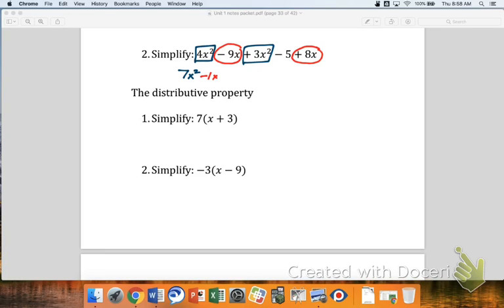And then lastly, I've got my negative 5. Well, there is no term like negative 5, so that just gets dropped down into our answer line. And our final answer would just be that, 7x squared minus 1x, or you could just write it as minus x if you want. It's the same thing, minus 5.